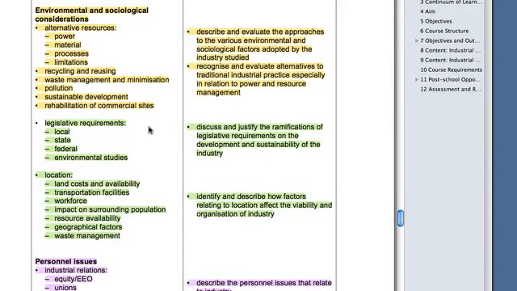Today we're going to look at the dot points under environmental and sociological considerations. Specifically, we're going to look at those that have to do with location, which asks us to identify and describe how factors relating to location affect the viability and organisation of the industry. So if we're asked a question about location, we need to look at some of these.